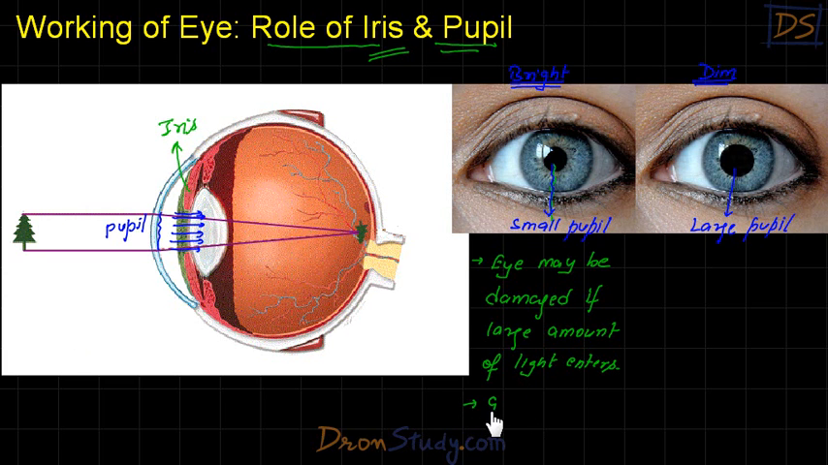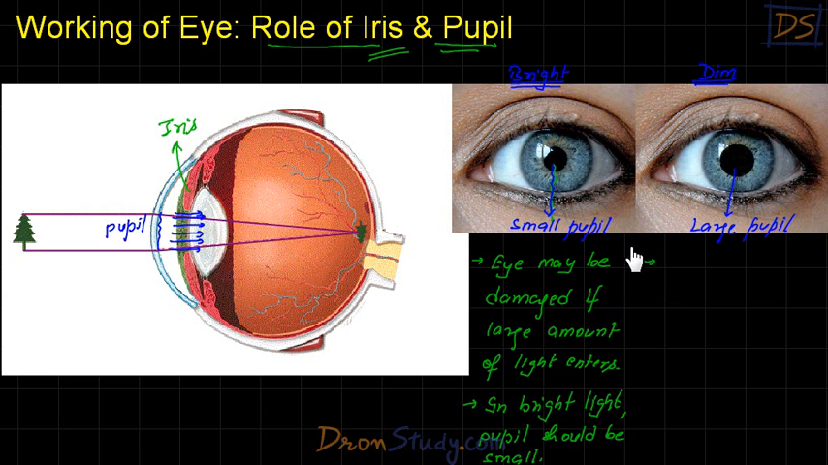So in bright light, the pupil should be small. That's why, students, we have a small pupil when we are in bright light, right? Now what happens when we are in dim light?